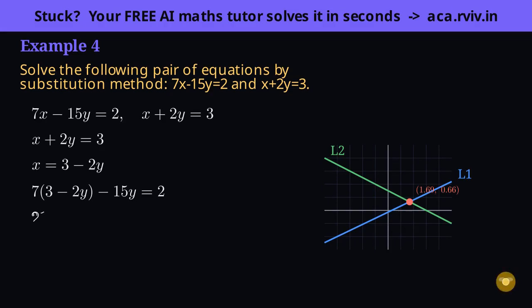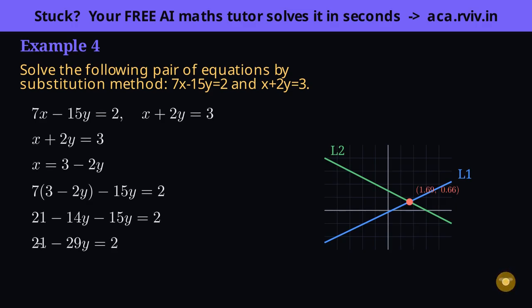Expand the bracket carefully, distribute the 7 across both terms. 7 times 3 is 21, and 7 times minus 2y is minus 14y. A very common slip is forgetting to multiply the second term, so go slowly. Now collect the y terms: minus 14y and minus 15y combine to minus 29y. We're down to 21 minus 29y equals 2.